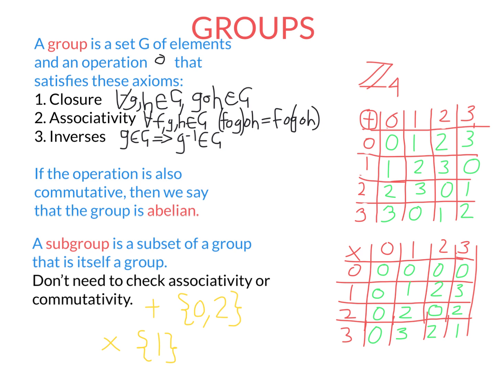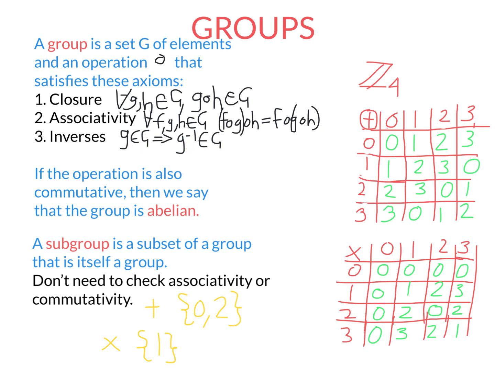So for the set to be a group, it needs to satisfy closure, associativity, and inverses. Closure we've seen before. That means if you perform the operation on any two members of the set, you get another member of the set. Associativity basically means if you perform this operation on a string of elements, you can put the brackets wherever you like. We also need to have inverses as part of the set. That means if G is a member of the set, so too is its inverse.